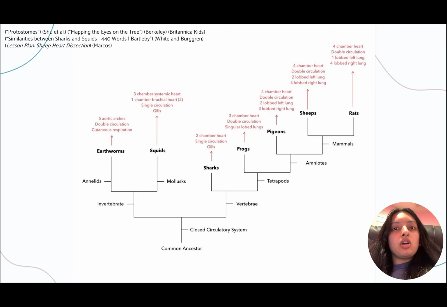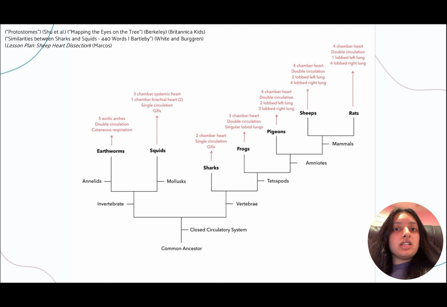Now we'll focus solely on our circulatory and respiratory system. As the organisms get more complex, they begin to have larger numbers of heart chambers and lung lobes. For example, our earthworm has merely 5 aortic arches, which aren't even exactly full hearts, they're pseudohearts, compared to our pigeon, which has 4 whole chambers and more lobes for its lungs. Furthermore, single circulation, which is when blood only passes through the heart, seems to be a feature that arises from convergent evolution, as the sharks and squids aren't evolutionarily related other than their common ancestor. However, they've both evolved single circulation as well as gills due to their aquatic environment and lack of lungs.